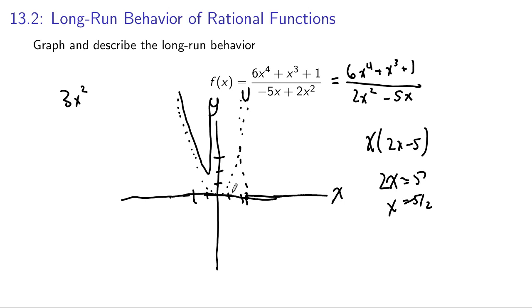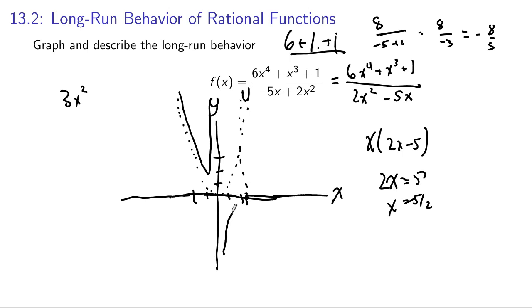So we could actually find that out by putting, say, 1 in as an x value. So you have 6 plus 1 plus 1, which is 8, over minus 5 plus 2 plus 2, which would be 8 over minus 3, which is negative 8/3. So actually it's not far down here somewhere. So there's a little bit of a graph below the x-axis here somewhere between these two asymptotes.